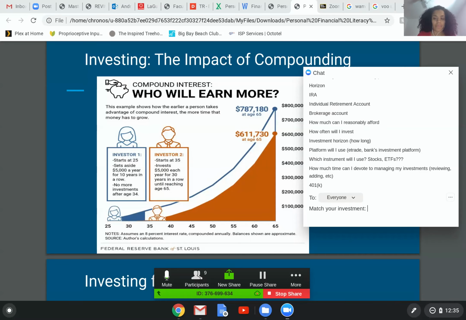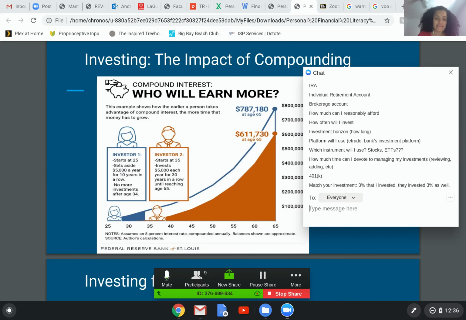I worked for a company like that, Deloitte and Touche. They said for every 3% that I invested, they invested 3% as well. So of course I'm going to invest at least 3%, because then they match my 3%, so it doubles my money that's invested for retirement.